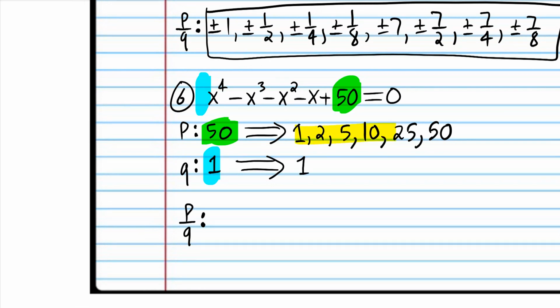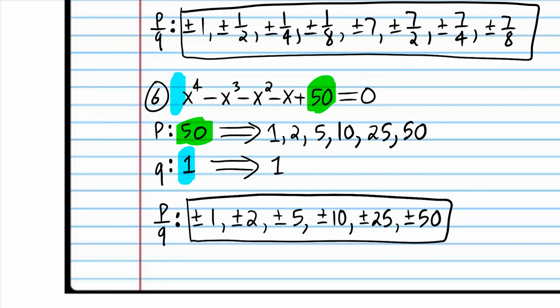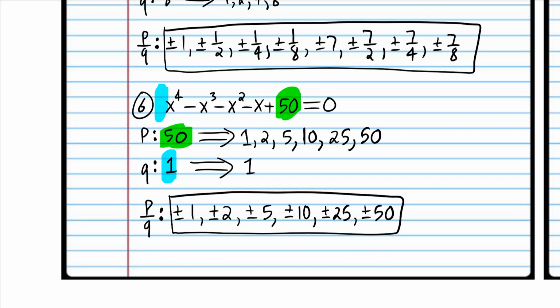So now we're going to take all these numbers and divide by the number on the second list. So plus or minus 1. 1 divided by 1 is 1. 2 divided by 1 is 2. 5 divided by 1 is 5. 10 divided by 1 is 10. 25 divided by 1 is 25. And 50 divided by 1 is 50. So those are the potential rational solutions to that equation. So if you got that right, good job.